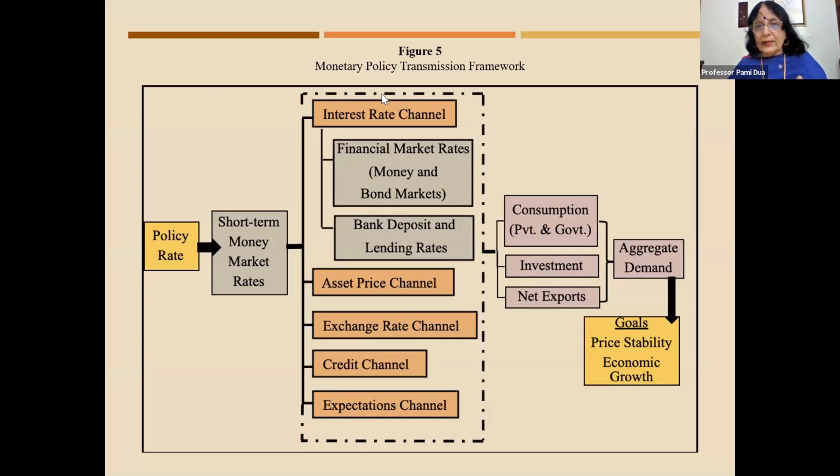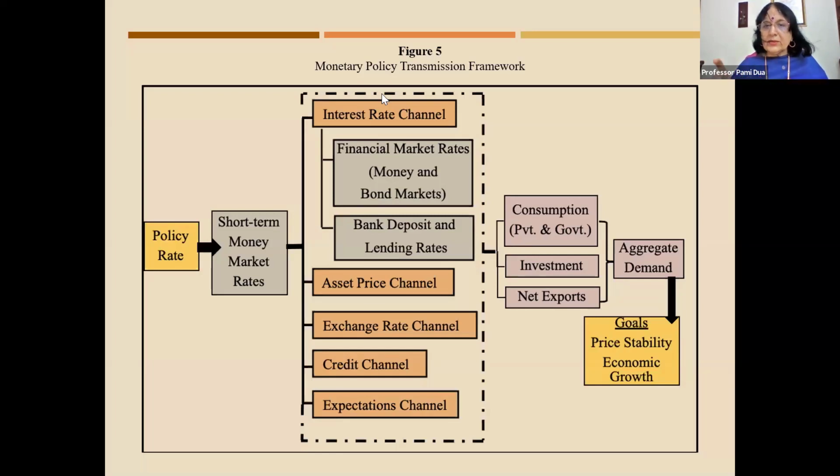Policy rate changes, the short-term money market rates change. When short-term money market rates change, all the financial market rates change, which includes all the money market rates, bond market rates, and we also change the bank deposit and lending rates. And then that affects our spending, consumption, investment, net exports. That affects the aggregate demand, and then we reach our goals of price stability and economic growth. Now, what I have shown you here is 5 different channels through which this change in the policy rate is impacting the rest of the economy.